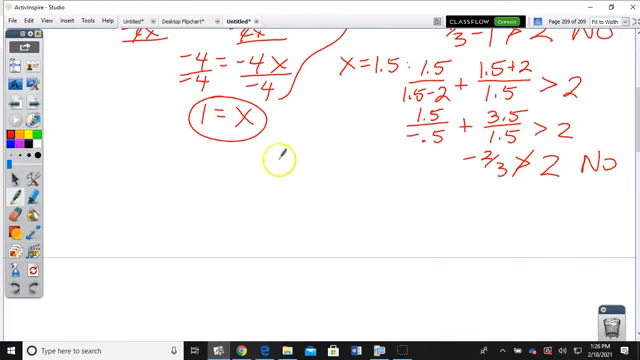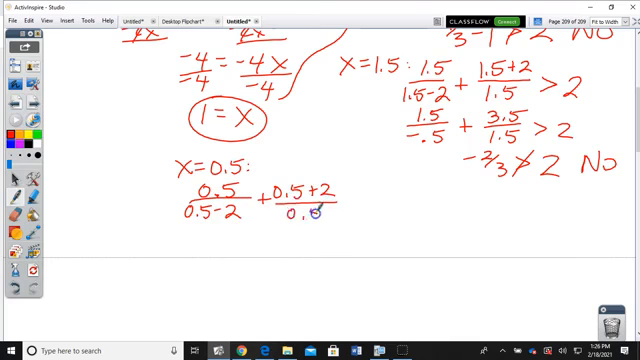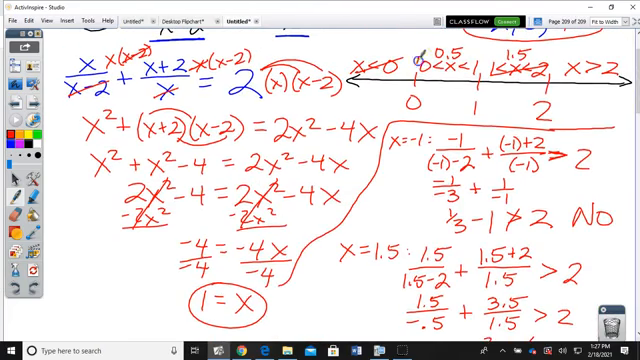So let's try this again. If x equals 0.5, that's going to be 0.5 over 0.5 minus 2 plus 0.5 plus 2 over 0.5. Let's see if that's greater than 2. I'm just sticking it in the calculator. I'm getting 4 2/3, which is greater than 2. So that is one of our answers: 0 is less than x, which is less than 1.